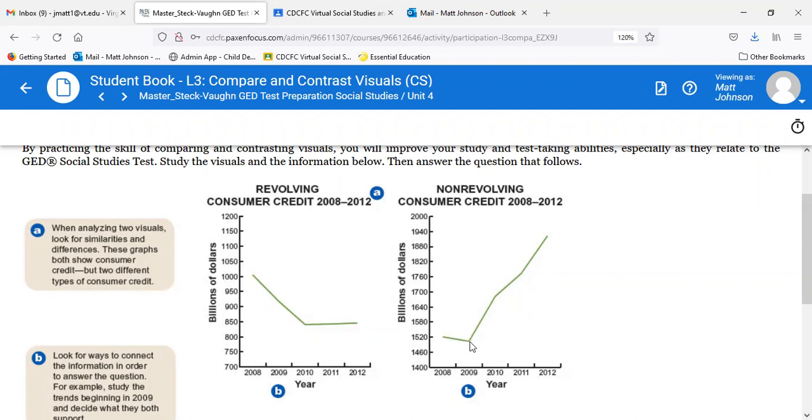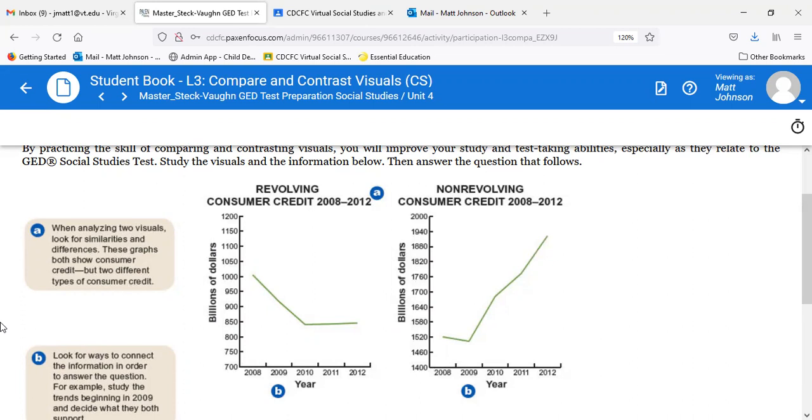And then mid-2009, we see quite a big climb from that point on with non-revolving credit, up into 1.9-ish, it looks, trillion dollars before we get to 2012. So our text there says, when analyzing two visuals, look for similarities and differences, right?